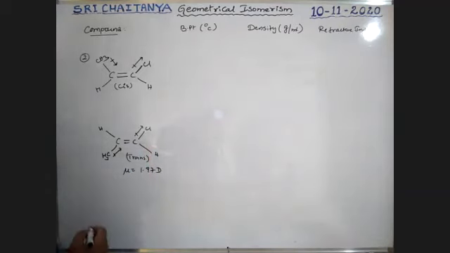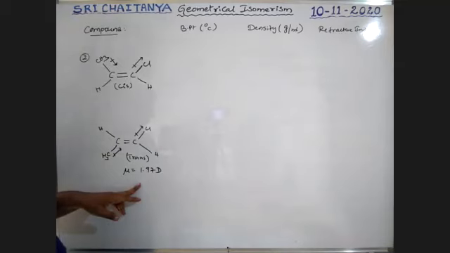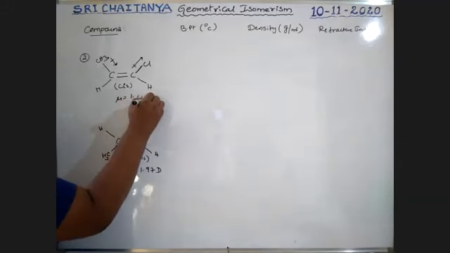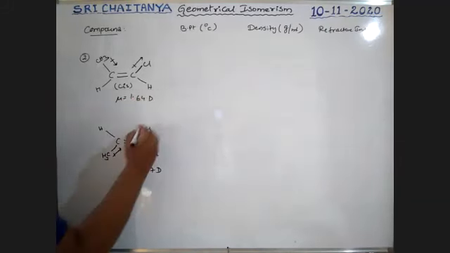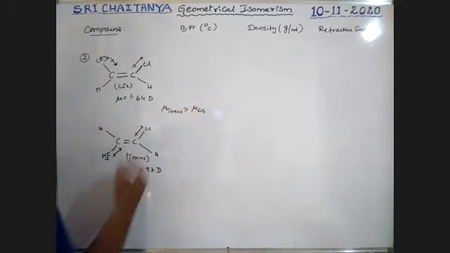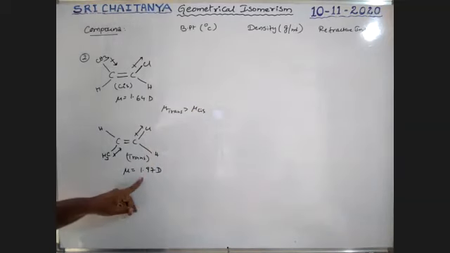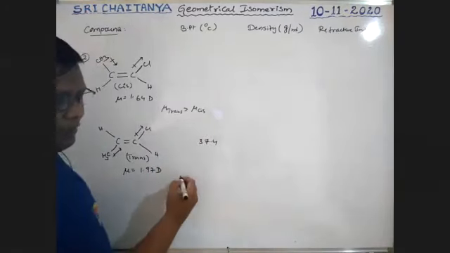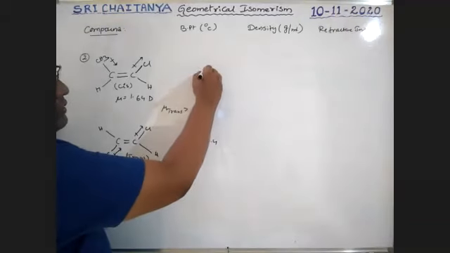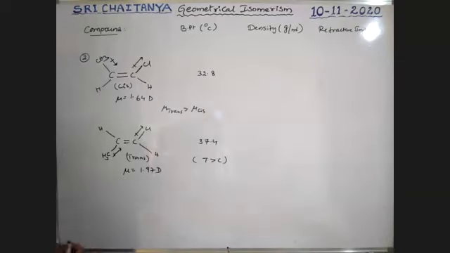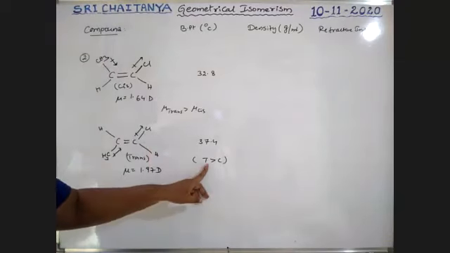So in the case of trans, mu is 1.97 D. But in the case of cis, mu is equal to 1.64 D. So therefore, here mu trans is greater than mu cis. Therefore, the more the mu value, the more the boiling point. Its boiling point is 37.4 degrees centigrade, and its boiling point is 32.8 degrees centigrade. Therefore, in this case, trans is greater than cis.